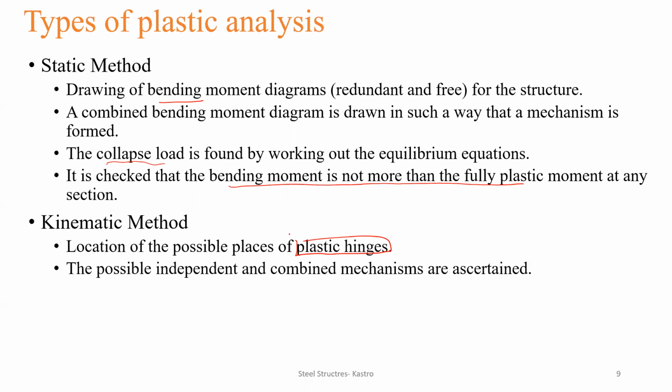In the next step, the possible independent and combined mechanisms are ascertained. What are these independent and combined mechanisms? Suppose at a particular joint you have only the deflection, and at another particular joint you have both the deflection as well as bending.